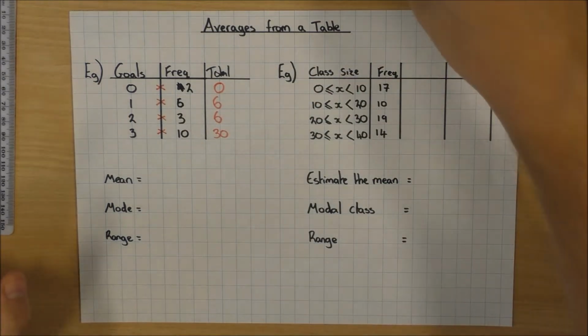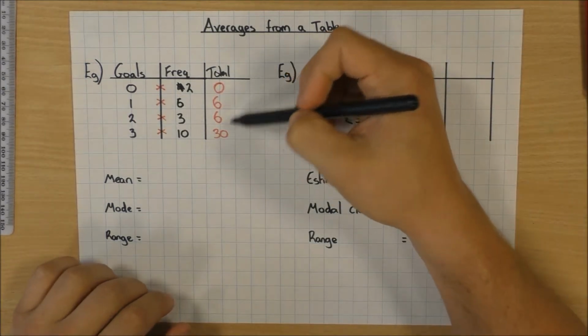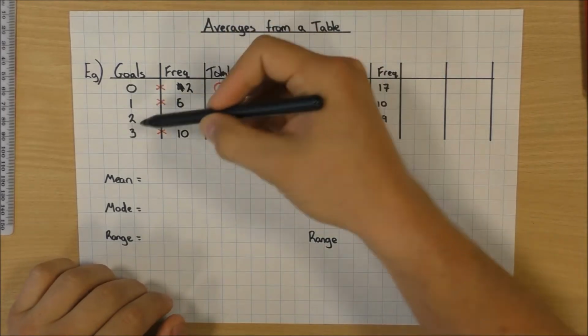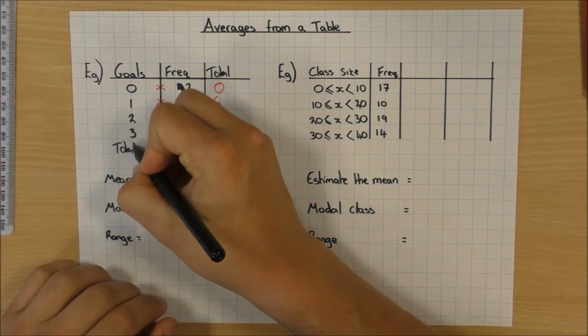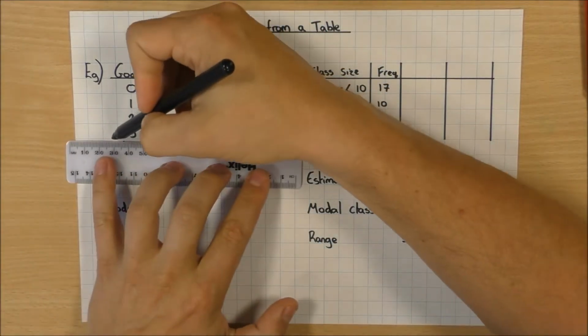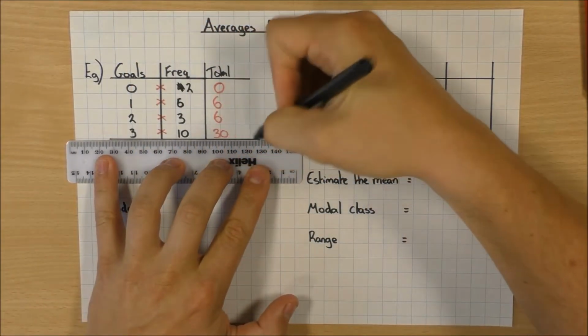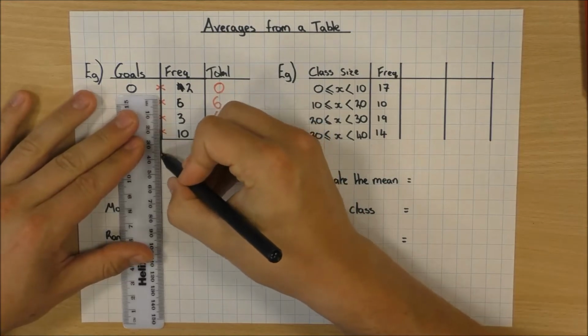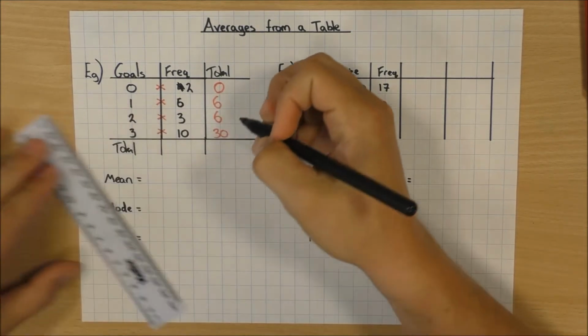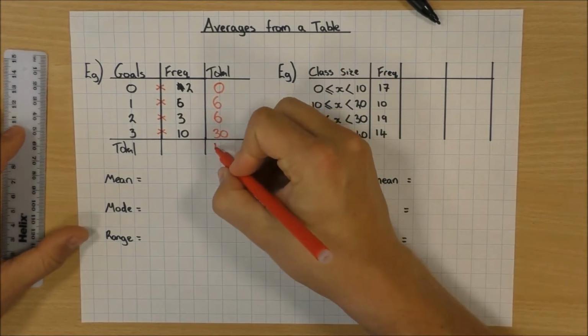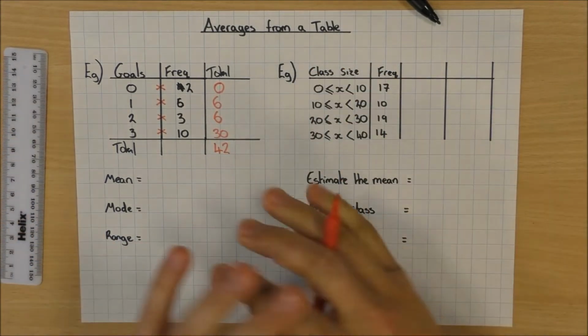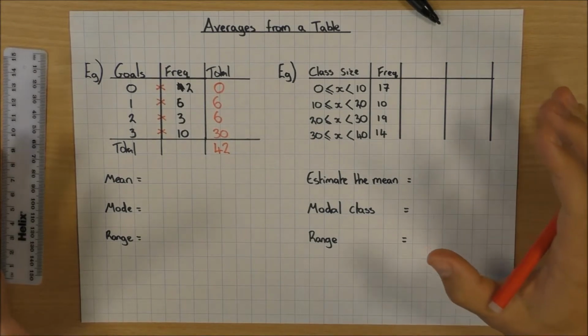Next thing, I need to know the total of all that. There's a total of each one, but I need to know the overall total. So I'm just going to do exactly the same thing. I'm going to add a row here called total. I'm just going to pop that down there. So the overall total, well, 6 add 6 add 30 gives me 42. So that's the overall total number of goals that I've scored.